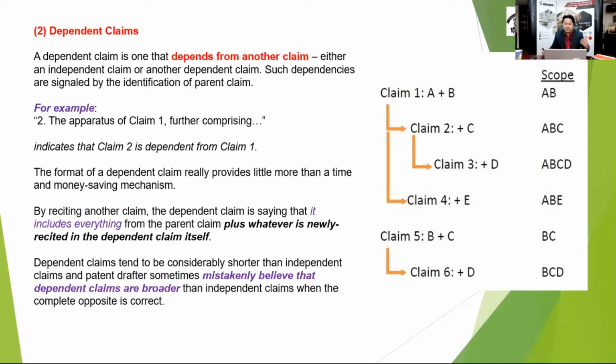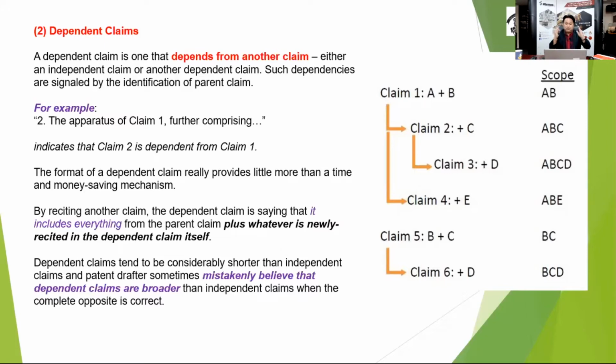A dependent claim should be shorter than an independent claim. Many, even patent agents, mistakenly believe that a dependent claim should be broader than the independent claim, whereas it is wrong. Your dependent claim cannot go beyond what is disclosed in your independent claim. Your independent claim should be as broad as possible. Your dependent claim will spell out the limitation, narrowing down to a specific limitation or scope.